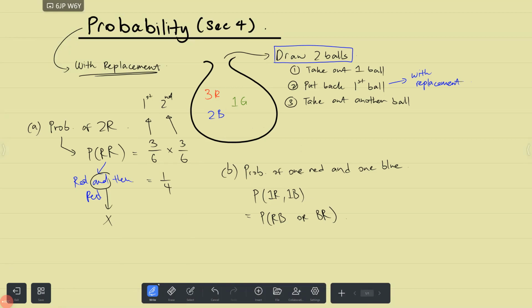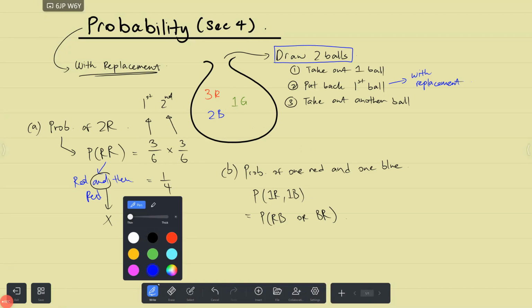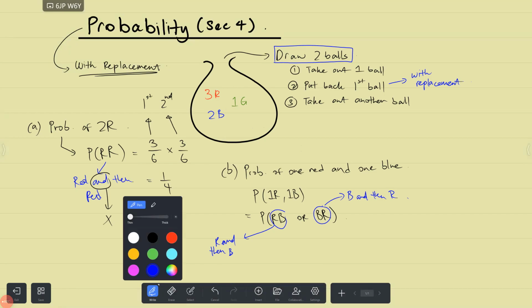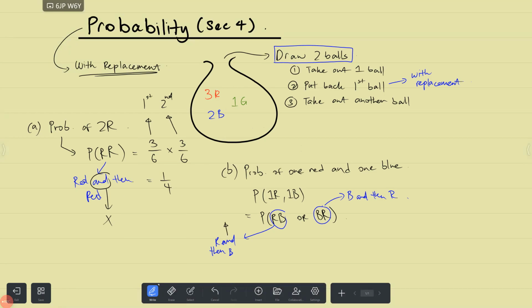As how we did in the previous example, the conjunction is over here, where it is red and then blue, and here there's a conjunction of blue and then red. Over here, and will tell you that it's times, and here and will tell you it's times, and over here it's or. Just need to remember that is an addition.